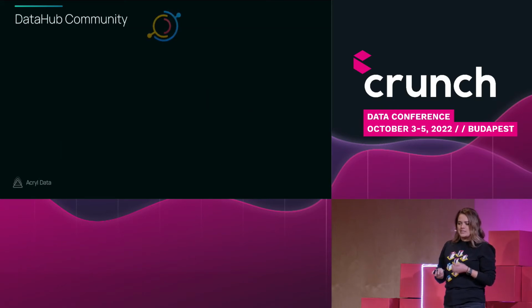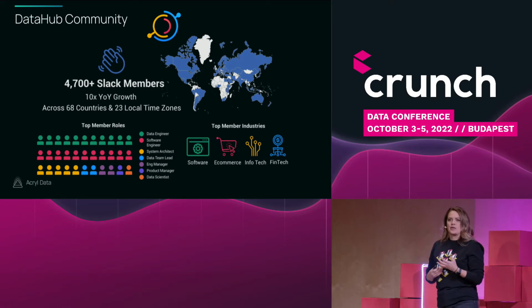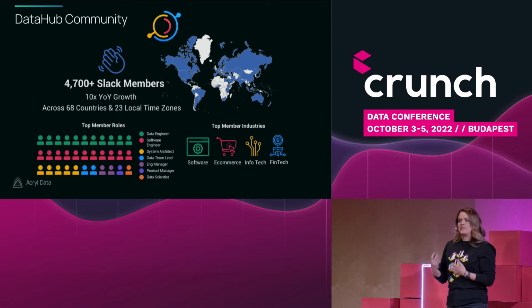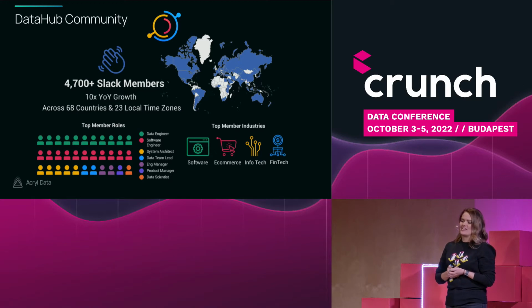From a community standpoint, we're at around 4,700 folks in our Slack community. We have folks joining us from, I think, 68 different countries at this point, and 23 different time zones. And then generally speaking, we tend to see data engineers, software engineers joining, doing a lot of troubleshooting conversations, but really excited to see that we're starting to see more folks with data science backgrounds, product management, and we're starting to have a lot more of these metadata management, actually meta conversations about how we can solve this as a community.